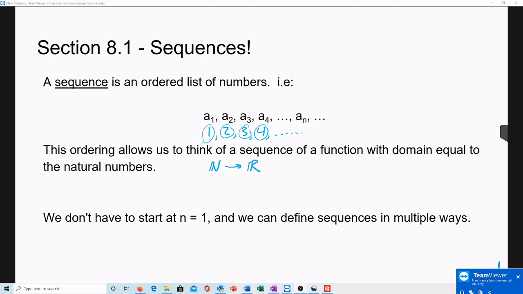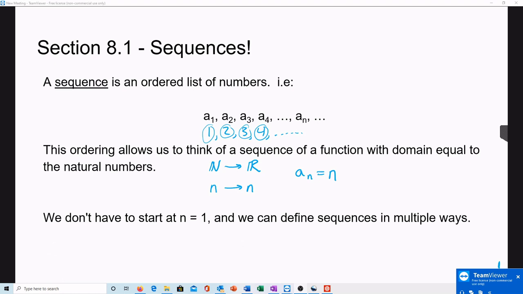So for example, this sequence that I just wrote down right here would be the function that takes in any natural number n and just sends it to itself, n. So I could write that as a sub n is equal to n. A sub 1 is 1, a sub 2 is 2, a sub 3 is 3, so on and so forth. So that's a pretty simple one. We could get a little bit crazier.